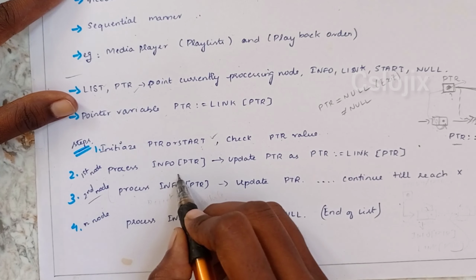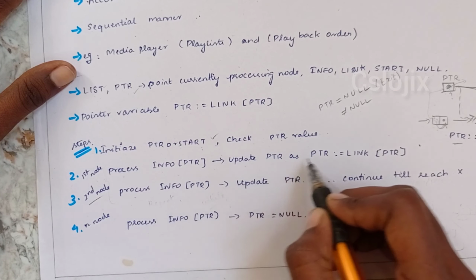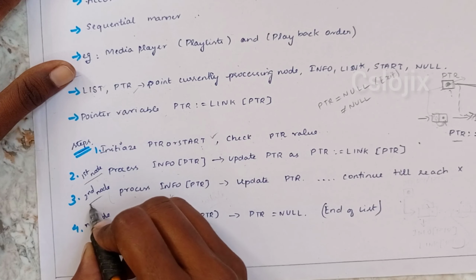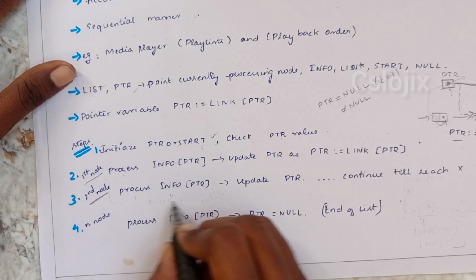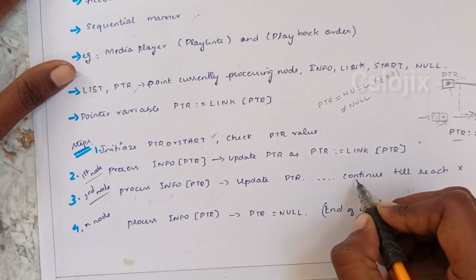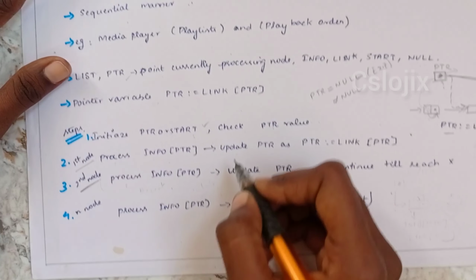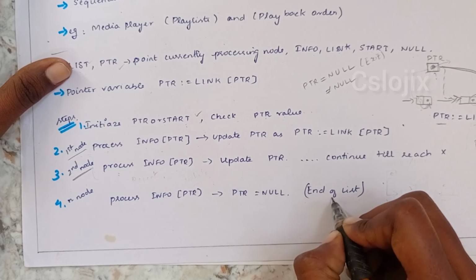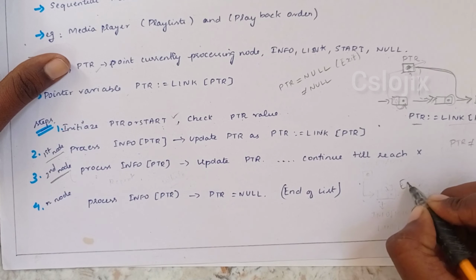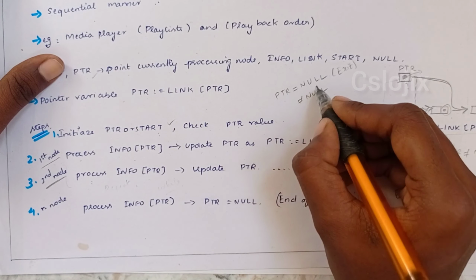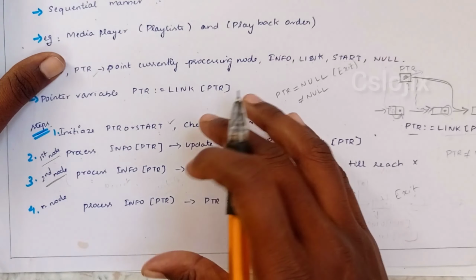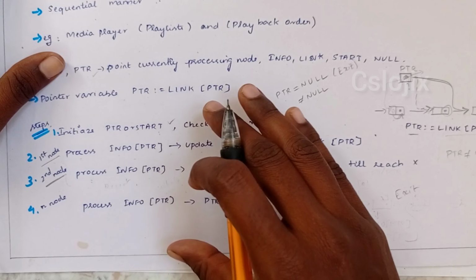So it will process the information of pointer, again update the pointer as pointer equal to link of pointer. That is done for the first node. Okay, the second node: move to the second node, process information of the pointer, again update the pointer as link of pointer. It will continue till it reaches the X mark. Once the pointer is equal to null, it will automatically end the list as exit. We can exit the list once the pointer is null. So this will happen until it reaches null. Okay, so this is what we are going to see as traverse.